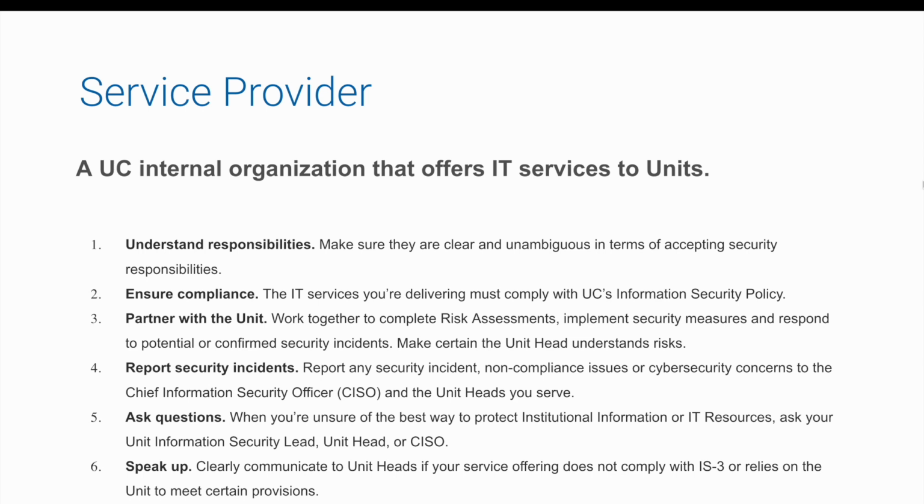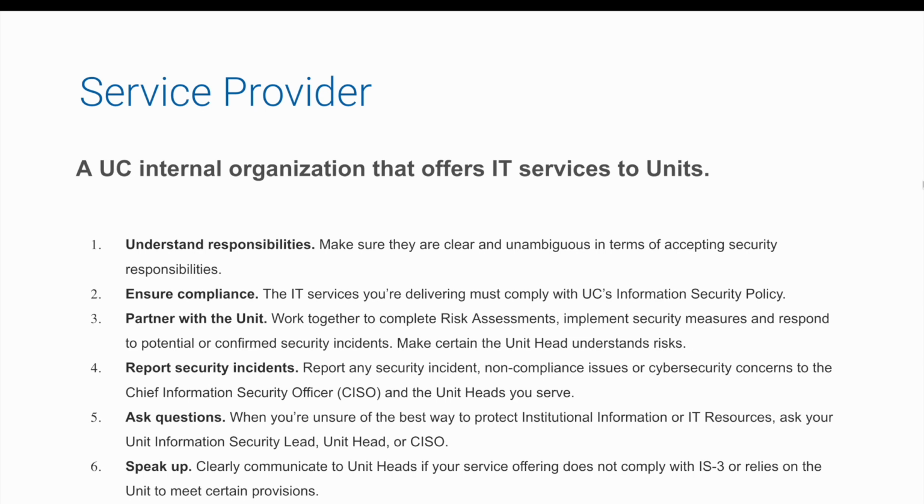Number 3, partner with the unit. Work together to complete risk assessments, implement security measures, and respond to potential or confirmed security incidents. Make certain the unit head understands the risks. Service providers should also report security incidents. Report any security incident, non-compliance issues, or cybersecurity concerns to the Chief Information Security Officer, CISO, and the unit head you serve.